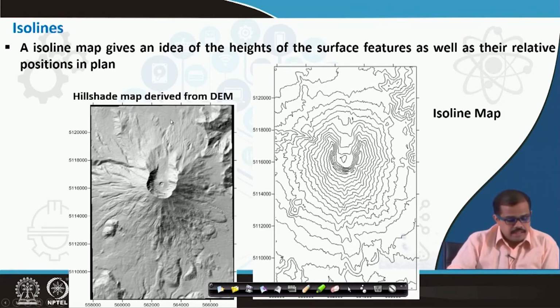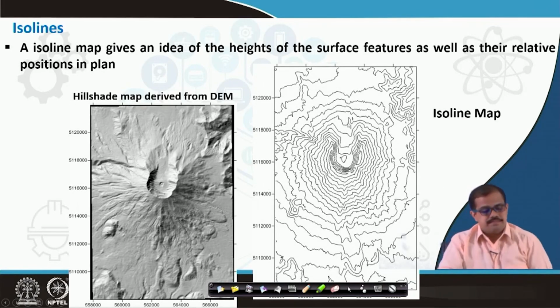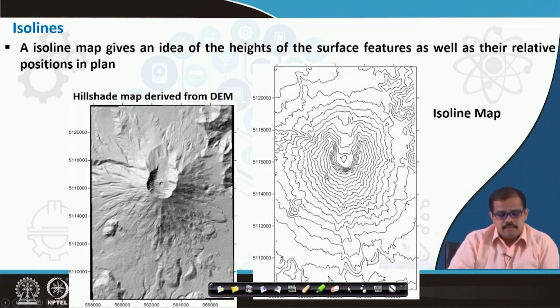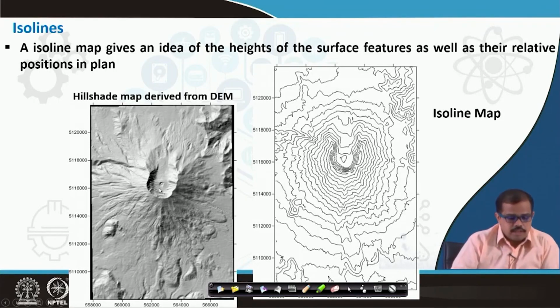When we look at this hillshade map, you can see various features on the ground that have been denoted, and when you look at the same in the isoline map, you can see where there is the highest elevation and where there is the lowest elevation. If you see, the highest elevation is very close to this point here and the lowest elevation is somewhere here. Okay. The same thing is represented here. The highest elevation is here, whereas the lowest elevation is here.